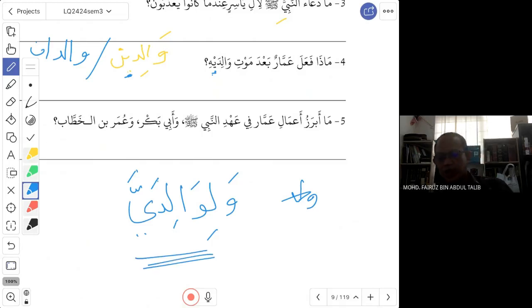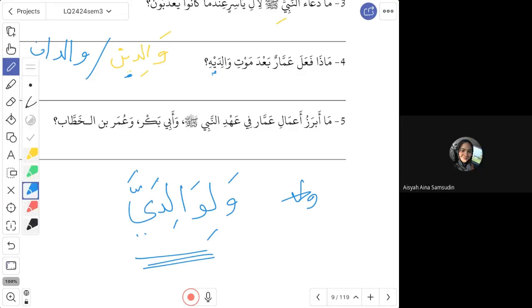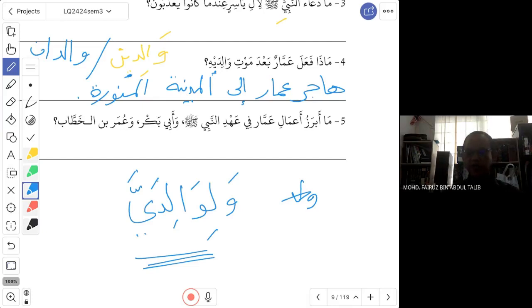Now, so what did Ammar do after the death of his parents? The parents died, so where did he go? Aina zahaba? Hajara ila al-Madinah. Naam, sahih. Hajara Ammar ila al-Madinati al-Munawwarah. So he left Makkah and migrated to Madinah Munawwarah. هذا هو السؤال الرابع.